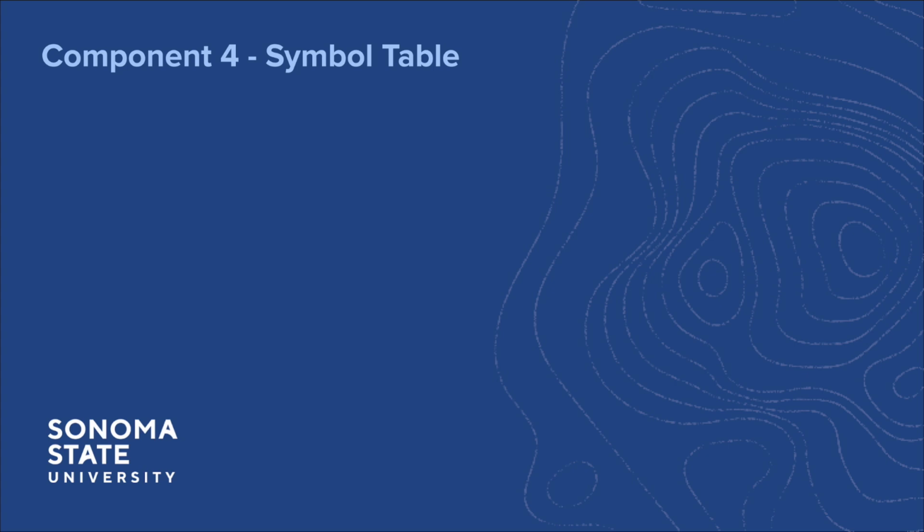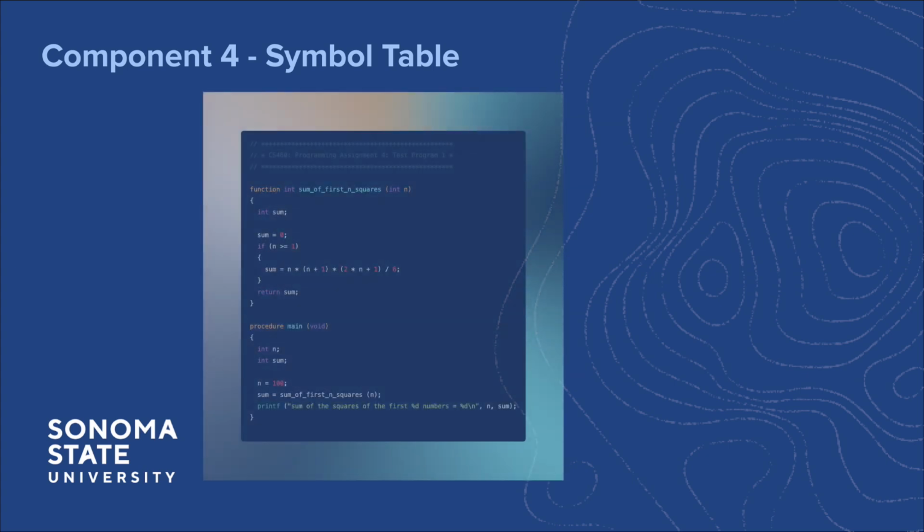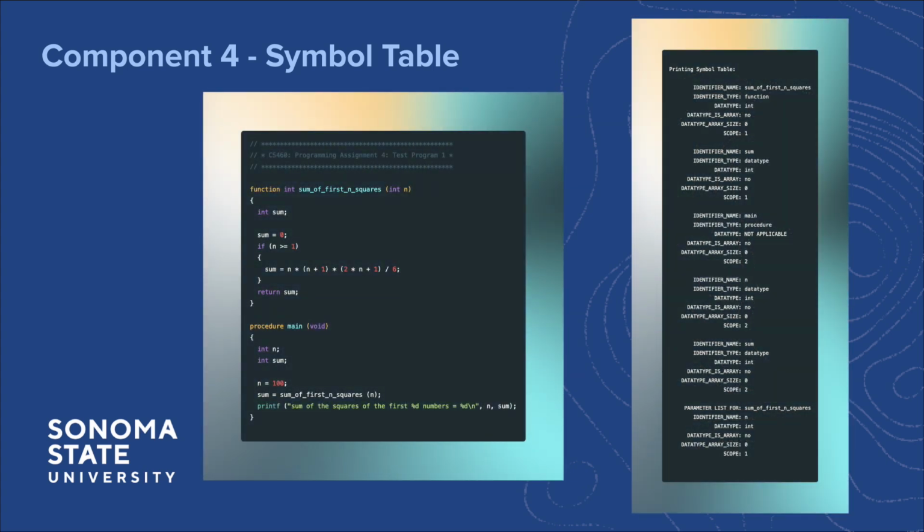Component 4 involves creating a symbol table. To put it simply, a symbol table will consist of all relevant variables that will be used in a program's execution, along with their values, scope, and other valuable information. For example, if we feed in this file, we obtain a symbol table that looks like this.